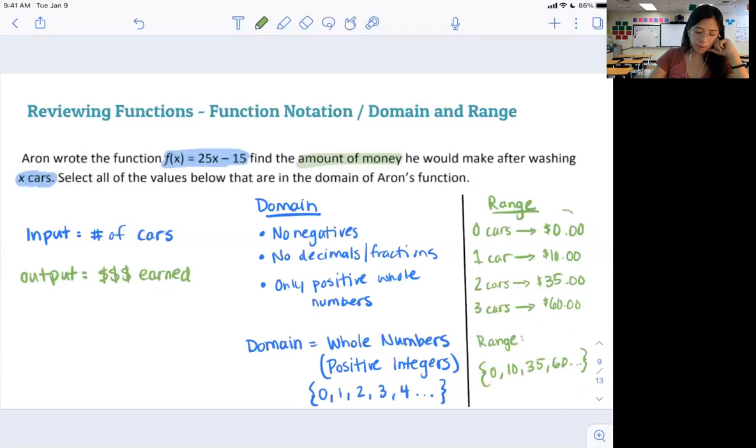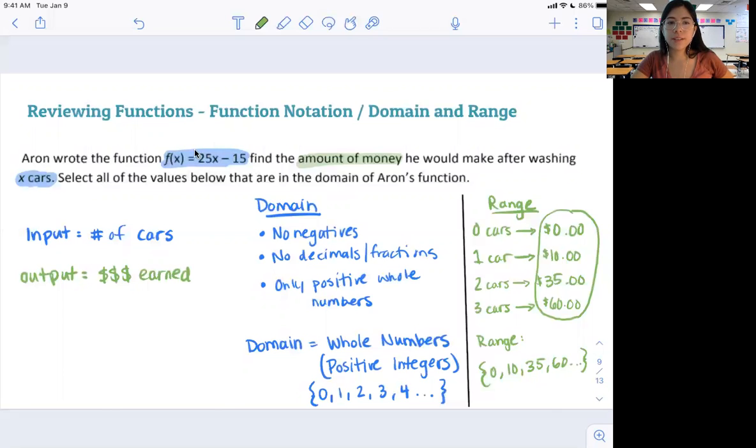Domain and range in a word problem, definitely a little tricky. Does anyone have any questions? It looks like standard form. So this is actually not standard form though, because what type of function is this? We'll talk about this more on Wednesday.